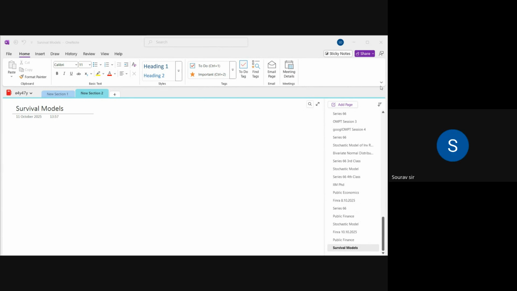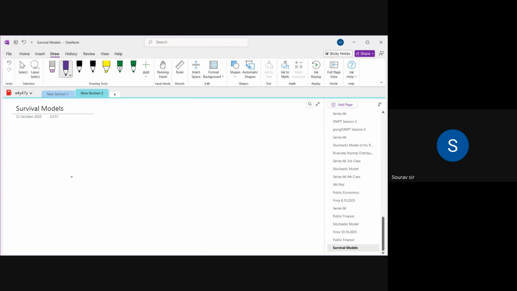Okay, so we started with the survival model yesterday. Any questions? I asked you to see. Have you got the time to see it? Any questions? No, no.